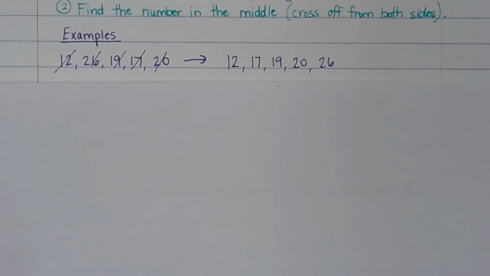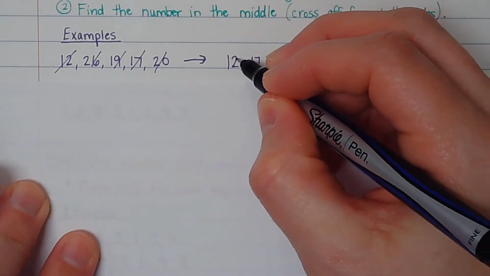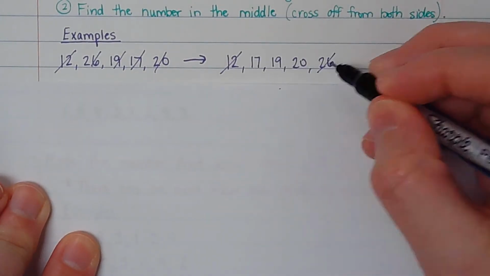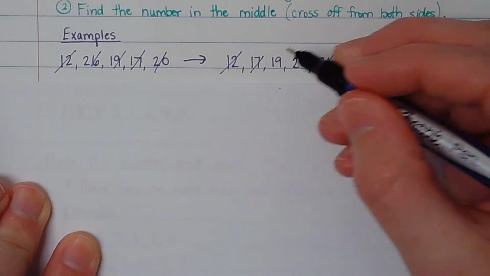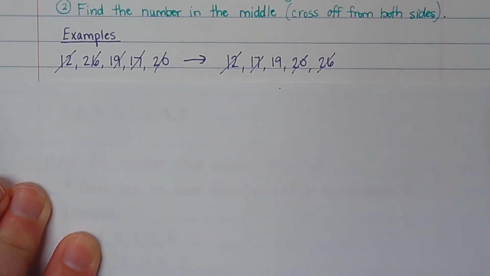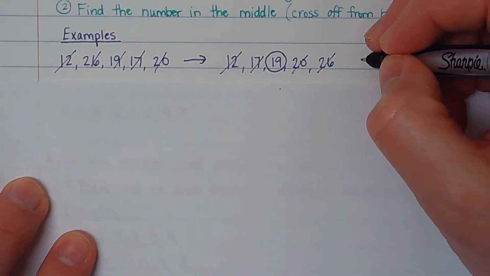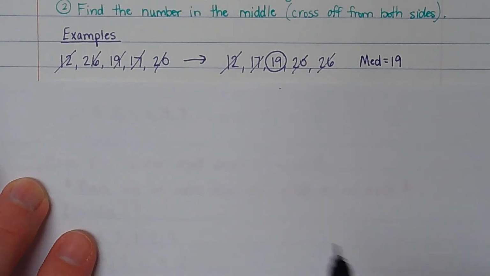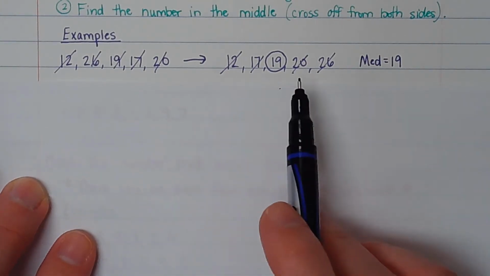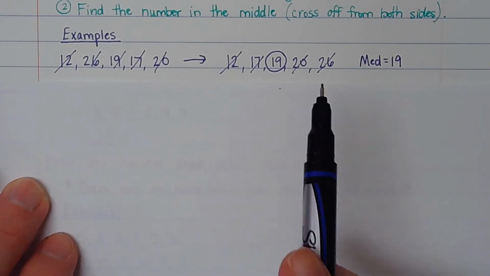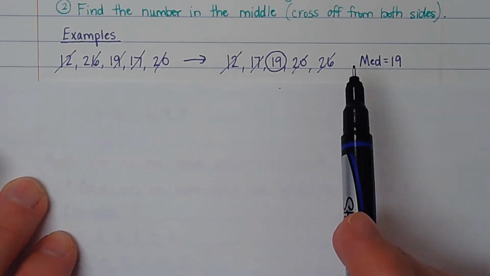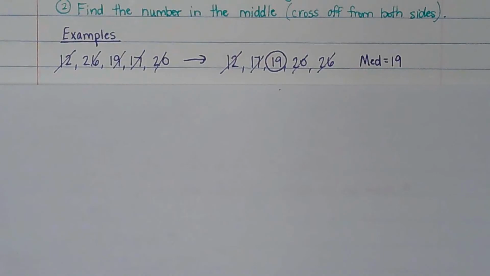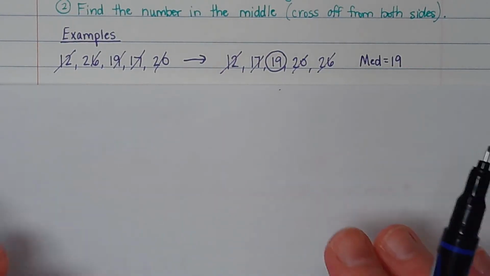So that's step one. Step two says find the number in the middle. So you start on the left, gone. Then you go to the right, gone. Go back to the left, gone. Right, gone. And then this number in the middle would be considered your median. All right, so my median is 19. You should want to double check. I got 2 crossed off on this side, 2 crossed off on this side, so I'm good. If you had like 3 on this side and 2 on that side, that would be uneven, and you would know you've done something wrong. It has to be the same number on both sides.